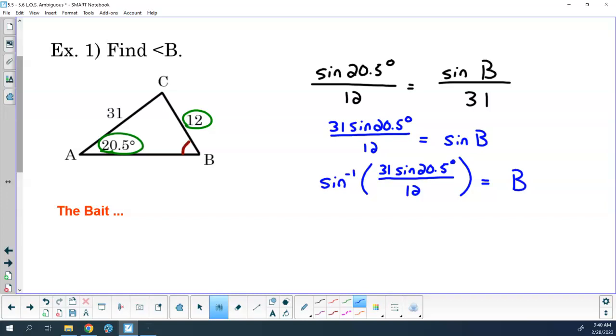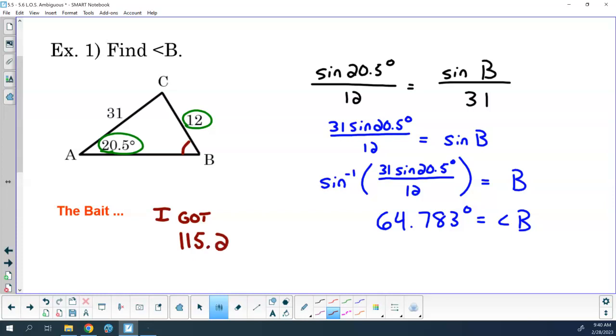Okay? Mrs. Hill got that, right? Here's the problem. When I did it this morning, I got 115.217.